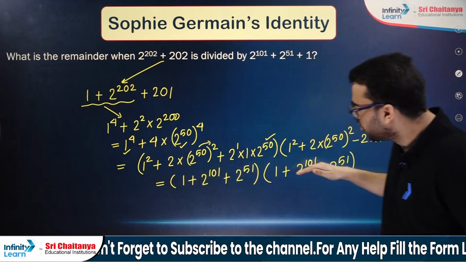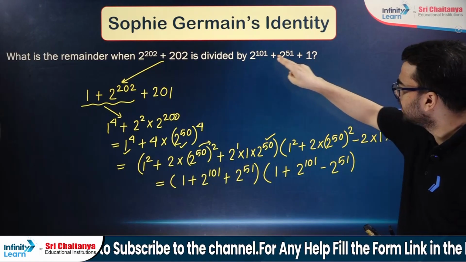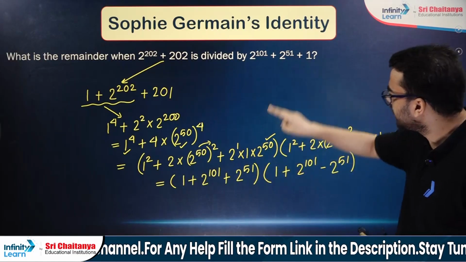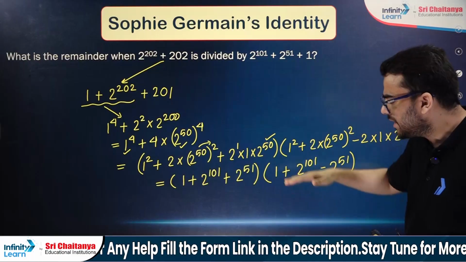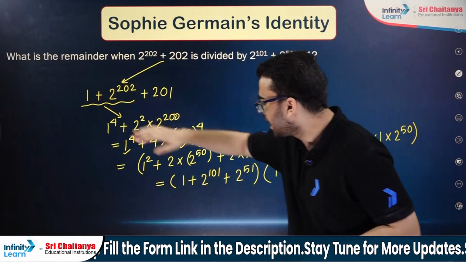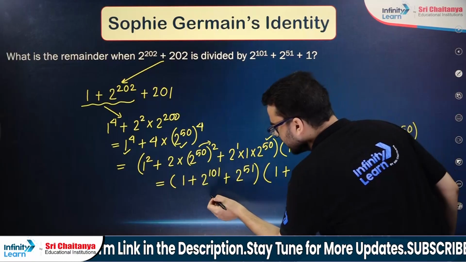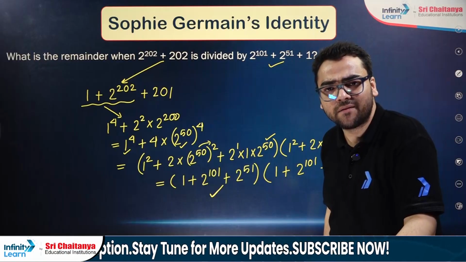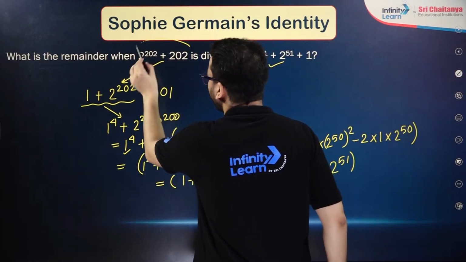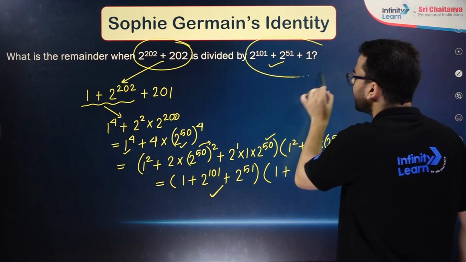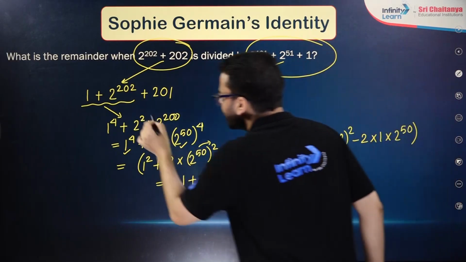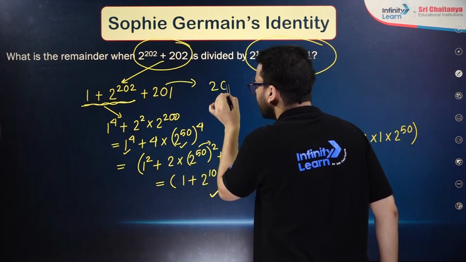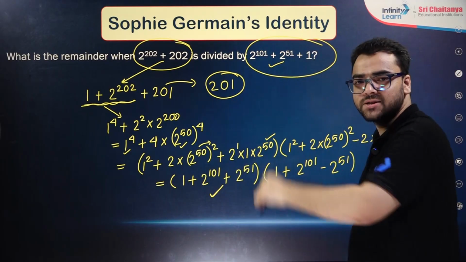If you divide this whole thing by this thing, you see 1 plus 2 raised to the power 101 plus 2 raised to the power 51. What does it mean? This part is exactly divisible by this. This part is exactly divisible by this. So what will be the remainder left? Tell me. If you divide this whole thing by this whole thing, what will be the remainder left? This part is exactly divisible by this thing. So the remainder will be 201 only, because that is not divisible. So the answer is 201.